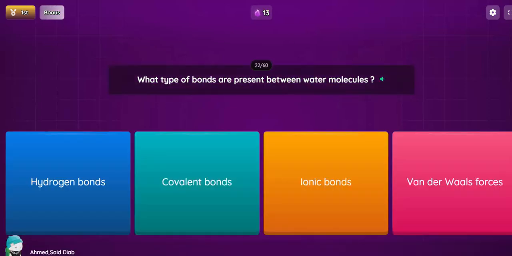Question: what type of bonds are present between water molecules? Option 1: hydrogen bonds. Option 2: covalent bonds. Option 3: ionic bonds. Option 4: van der Waals forces.